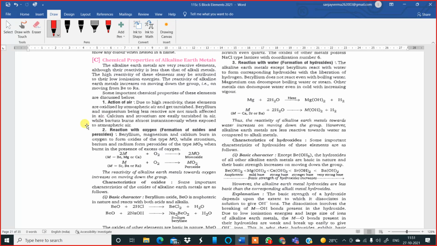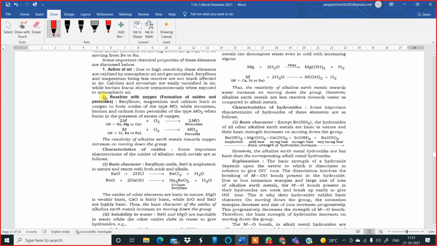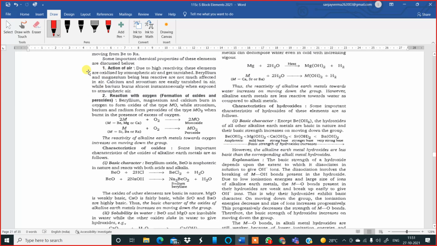So the high reactivity of these elements compared to the other elements will be attributed to their low ionization energy. The reactivity of alkaline earth metals increases on moving down the group. That is quite peculiar. Now, some important chemical properties have been discussed over here. Like number one, action of air. Due to high reactivity, these elements are oxidized by atmospheric air and they get tarnished. Beryllium and magnesium, being less reactive, are not much affected in air.